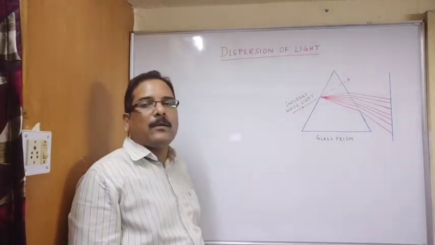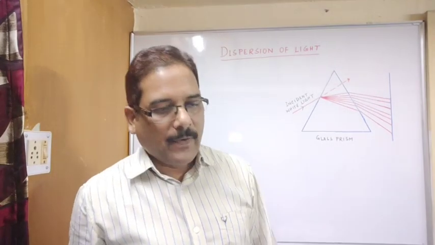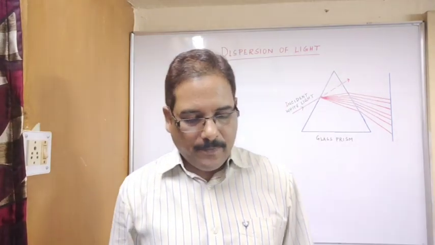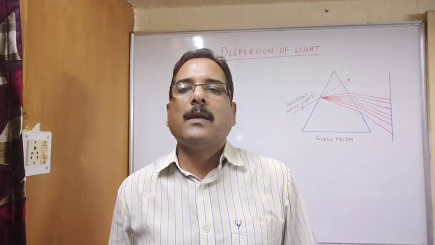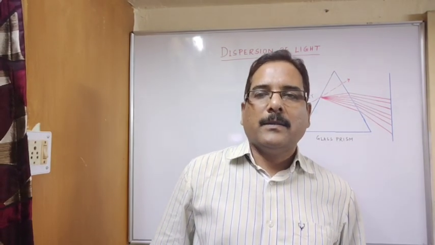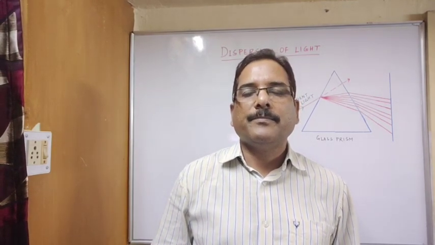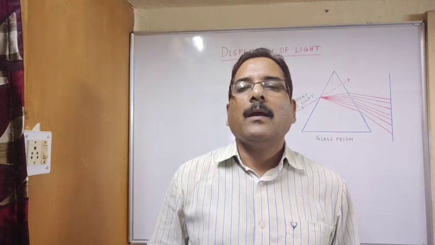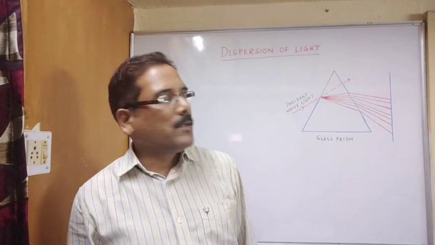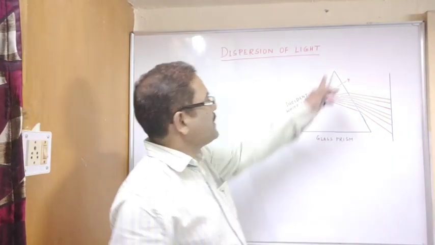Yes, student, we are talking about dispersion of light. So first we will discuss what dispersion is. You are familiar with this term in class 8, that when a white light or the sunlight passes through a triangular glass prism, it splits up into its constituent colors. So this phenomenon is known as dispersion of light. That's why I have made a prism.